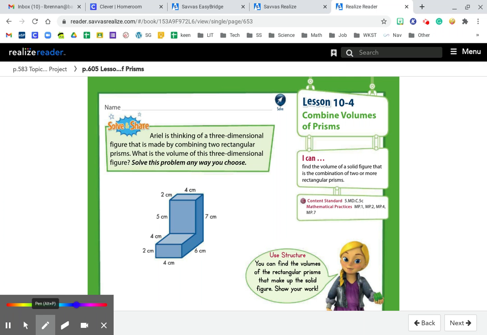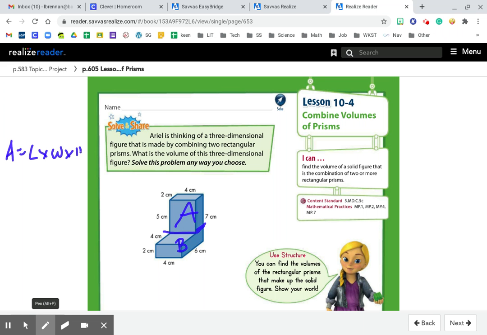So let's say if I take this box right here, chop it off, and I'm going to call that box A, and then I'm going to say box A is sitting on box B. So for box A, I'm going to do my length, my width, and my height, and I'm going to do the same thing for box B, my length, my width, and my height. So for box A, what is the length?